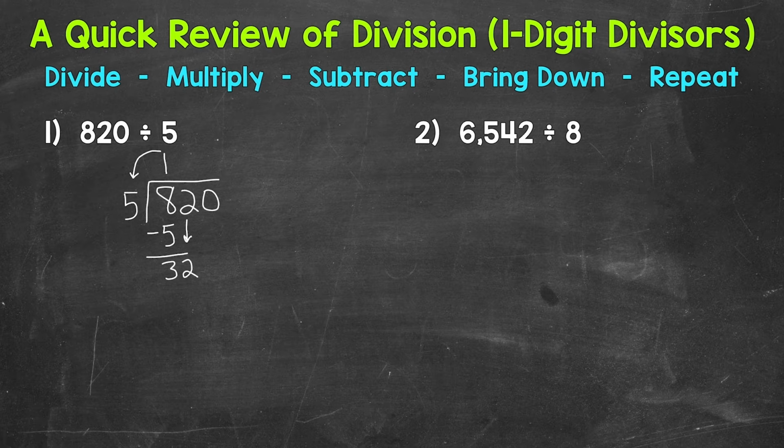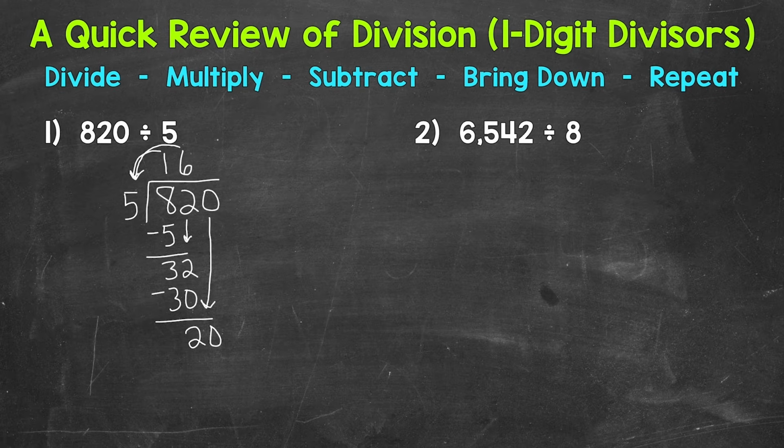So let's bring this down. And now we repeat. So we start over with divide. We have 32 divided by 5. So how many whole groups of 5 are in 32? Well, 6. That gets us to 30. So we put our 6 up here, and we come around and multiply. So 6 times 5 is 30. We subtract. 32 minus 30 is 2. And then we bring down our next digit, which is that 0.